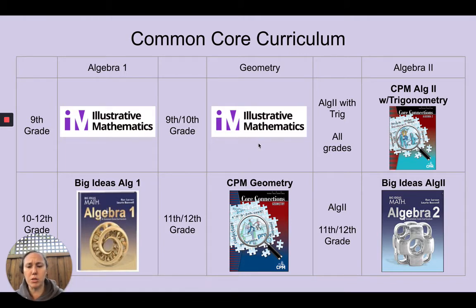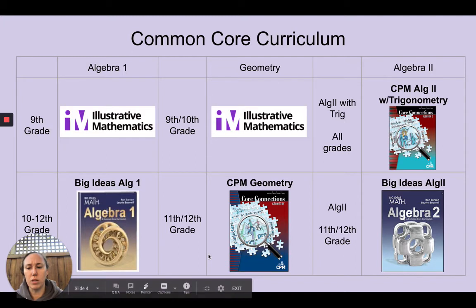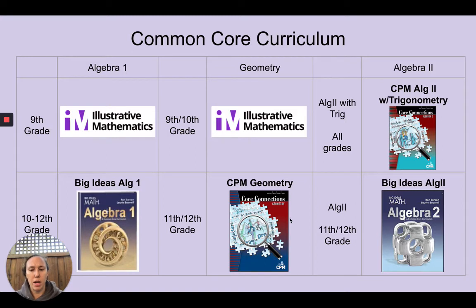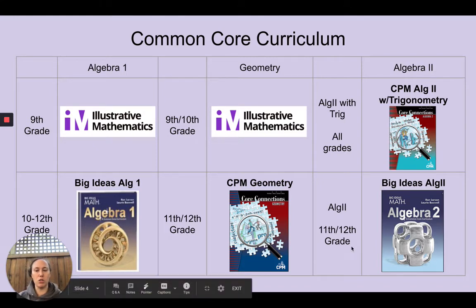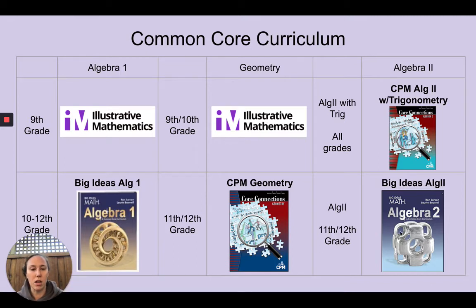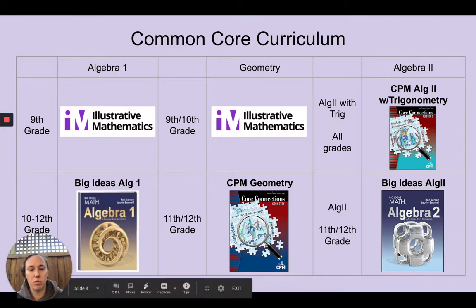For geometry, a similar situation. We have a 9th and 10th grade geometry class that uses the Illustrative Mathematics curriculum, and then our 11th and 12th grade geometry class uses CPM, the College Preparatory Mathematics curriculum. For our Algebra 2 courses, we have Algebra 2 with trigonometry, which students in all grade levels are in that class, and that uses the CPM Algebra 2 curriculum. And then our Algebra 2 class without trigonometry is only for 11th and 12th graders, and that uses the Big Ideas Algebra 2 book.